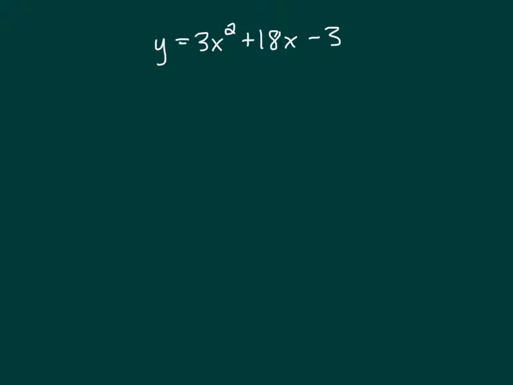Can anybody see why I want to do this example as well as the previous one? In this example, my a is not 1, which creates a little bit different thought process we have to go through for one step. Everything else is the same. So to rewrite this in vertex form, I'm going to say 3x squared plus 18x minus 3. I'm going to take these first two terms and lump them together here. That minus 3, just kick to the curb. We don't care about it right now.